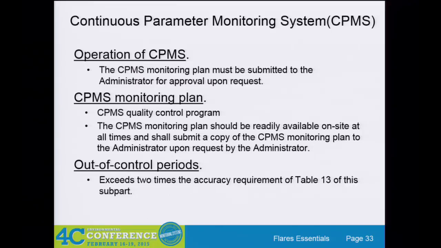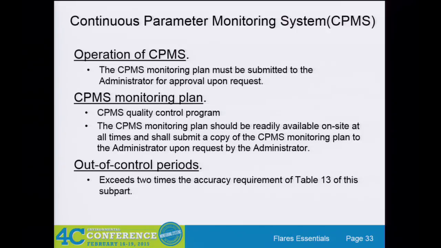Okay, so continuous parameter monitoring systems. All these things that you're putting on your flare are not actually measuring the emissions coming out of the flare, they're not ASEMs, but they're measuring parameters, so they're a CPMS. Well, like I said before, you got a rule, what do you got to have? A plan. You always got to have a plan. You're going to have a plan to document all this monitoring, all the calculations and everything.